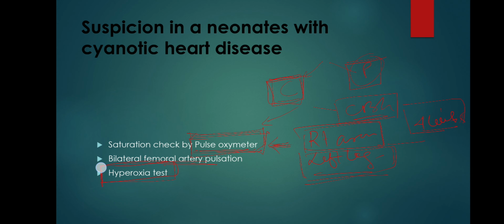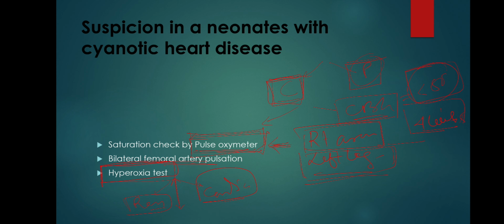This test divides the cyanosis into either respiratory cause or cardiological cause, because this test clarifies the diagnosis of either respiratory or cardiological cause. And if the CBG is less than 50, then this cyanosis may be due to hypoglycemia, or the child may have polycythemia. I will discuss that later on.